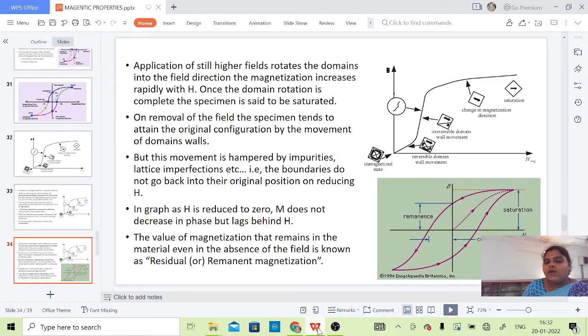Now the value of magnetization that remains in the material even in the absence of the field is known as the residual or remnant magnetization. Because even after removing the field, it does not regain its original position. It maintains some magnetization. This is known as residual or remnant magnetization.